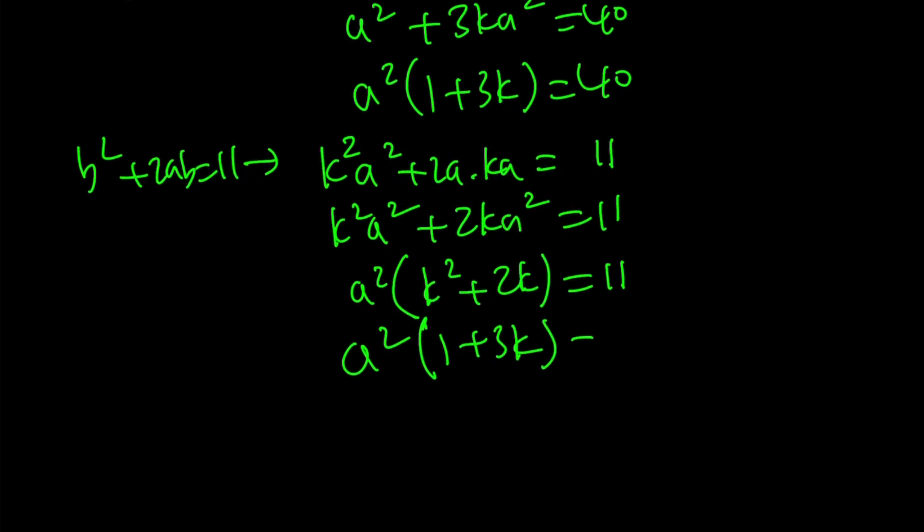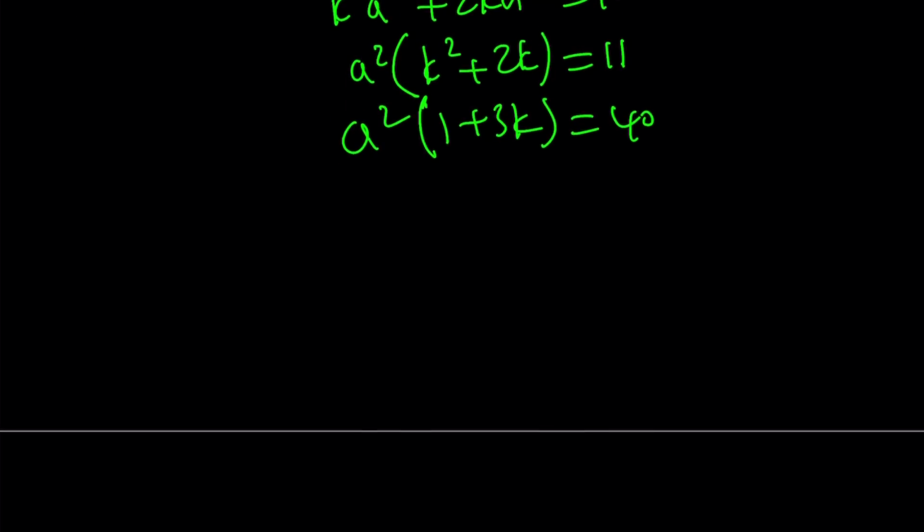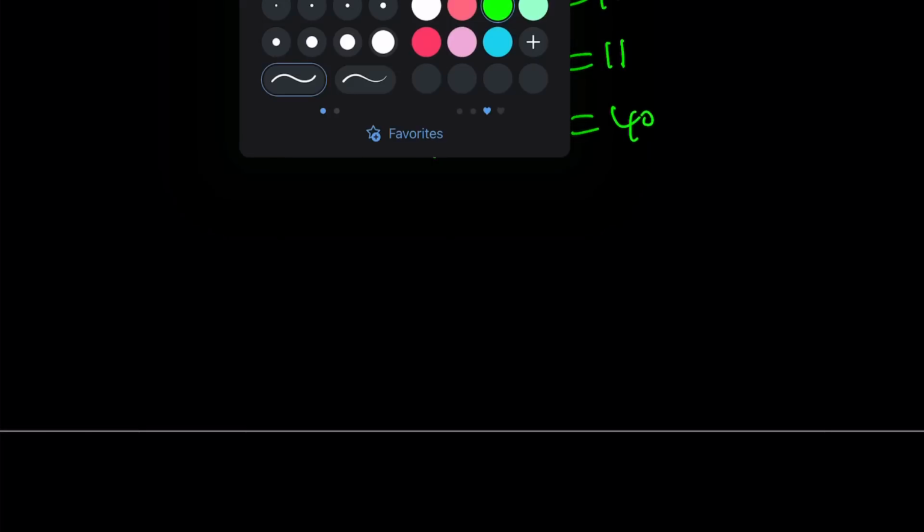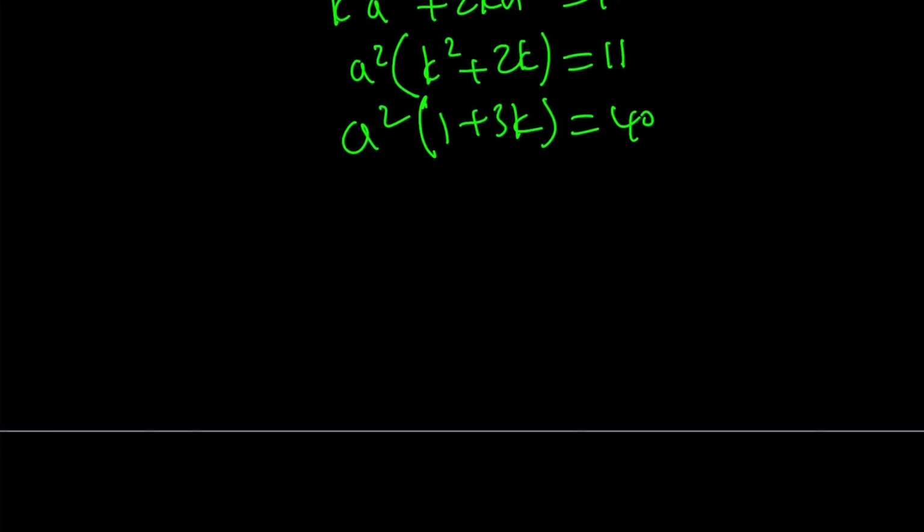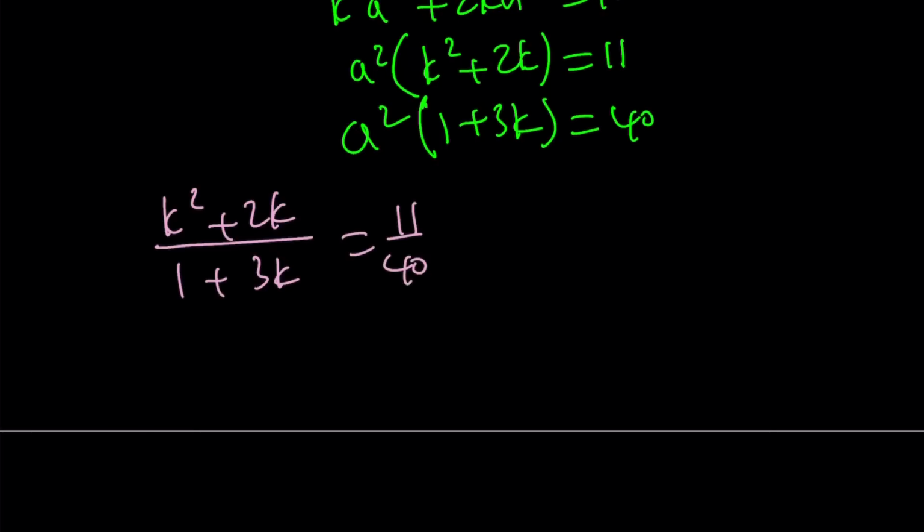Now we got two variables a and k instead of a and b. But this is nice because you can divide both of these equations and get rid of a squared and end up with a single variable, which is what is cool about homogeneous equations. If you divide these, you're going to get k squared plus 2k divided by 1 plus 3k is equal to 11 over 40. And if you cross multiply here, you're going to get a quadratic equation.